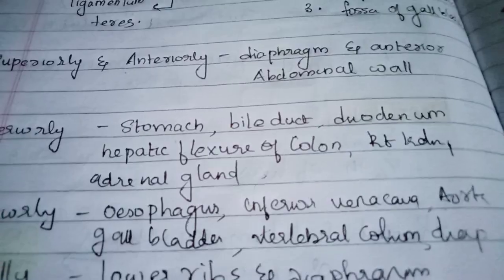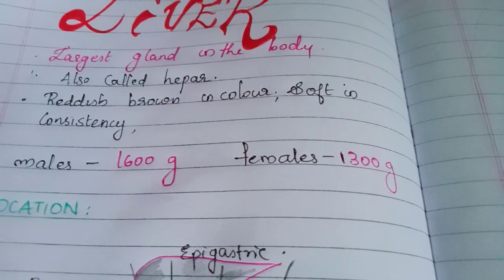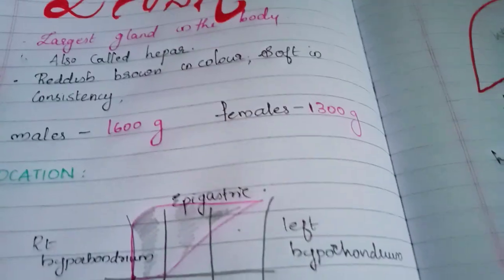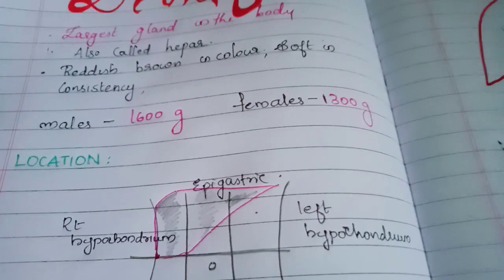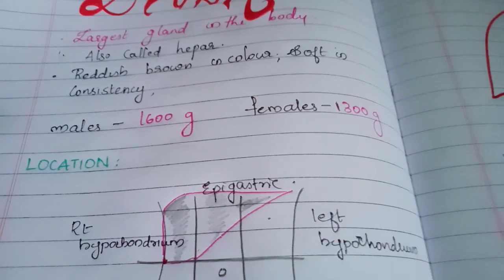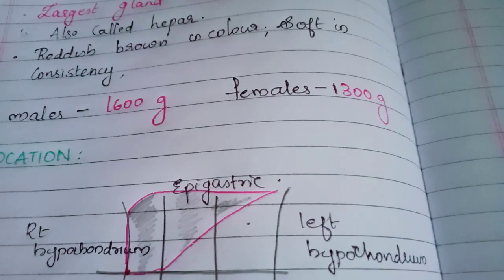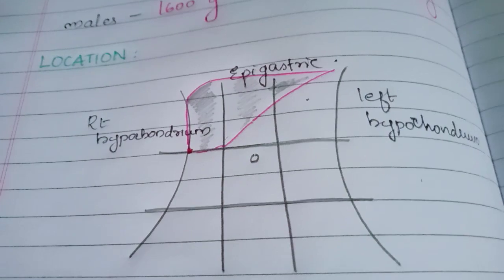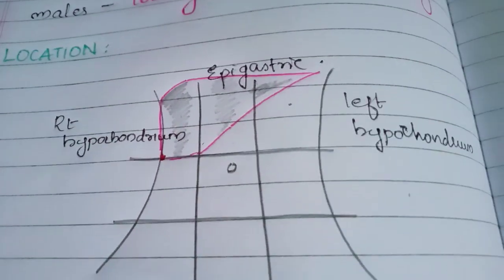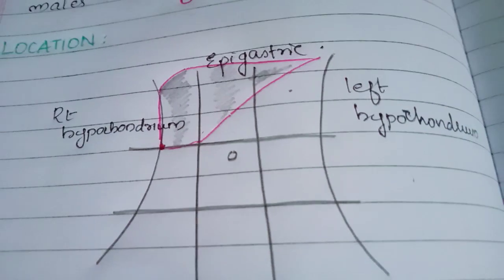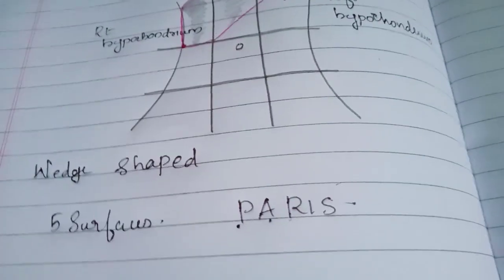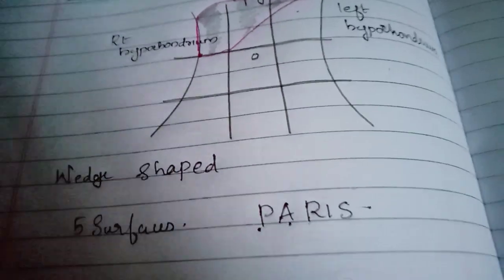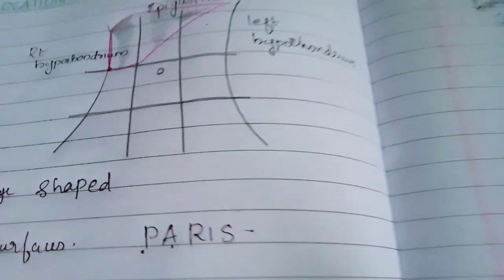So we discussed first the introduction of the liver. It is the largest gland in the body. It is also called hepar. It is reddish brown in color, soft in consistency, and in males it weighs about 1600 gram and in females about 1300 gram. Its location: it occupies the whole of the right hypochondrium, the greater part of the epigastrium and a small portion of the left hypochondrium. It is wedge shaped and has 5 surfaces: posterior, anterior, right, inferior and superior.